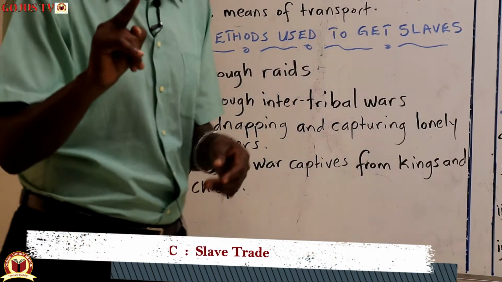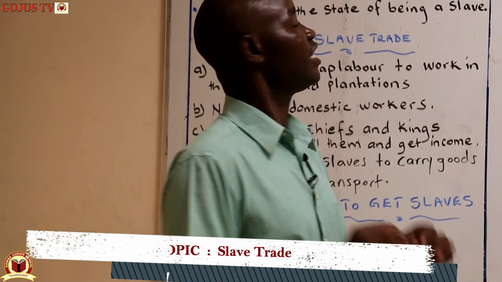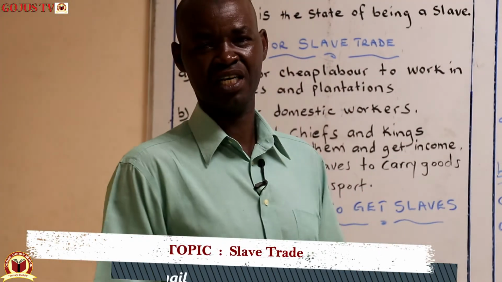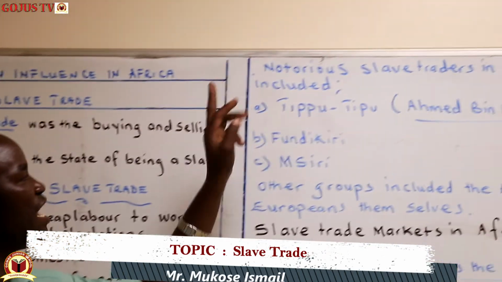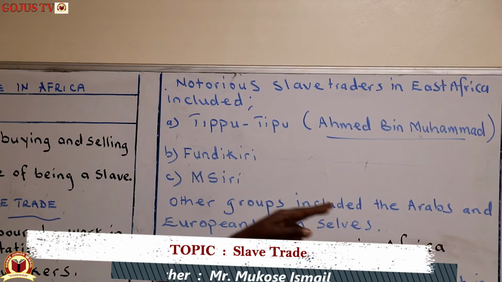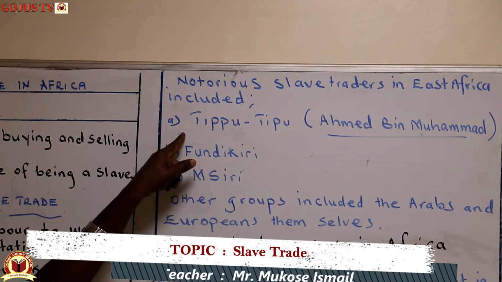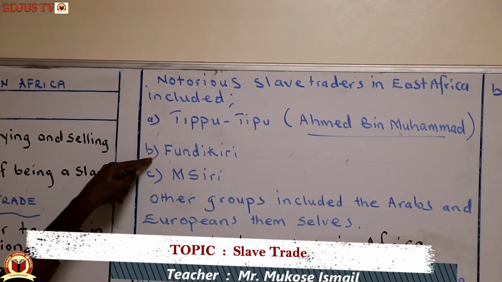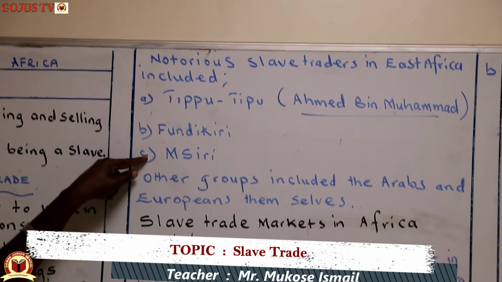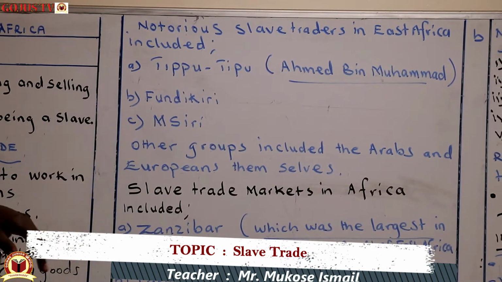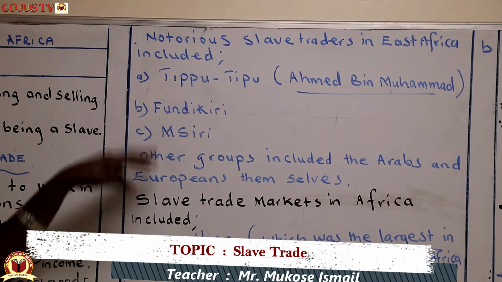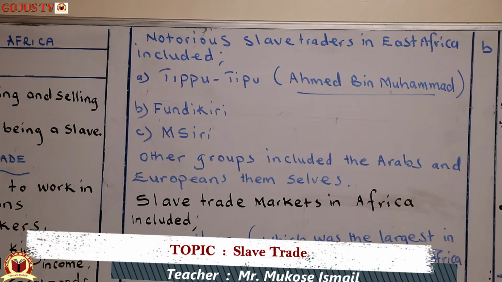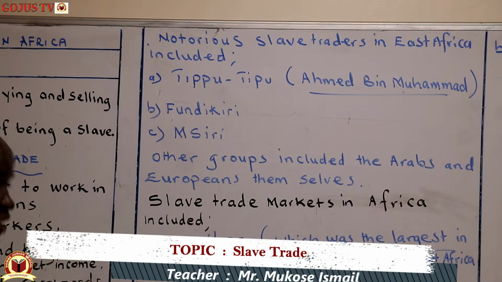Now in East Africa, remember in P6, there were those notorious individuals or slave traders, and these among others included a man called Ahmed bin Muhammad, whose nickname was Tippu Tip. Then we had Fundi Kira. We had Msiri. That information, you have it in the P6 workbook. Other groups were trading with the foreigners who came, which included the Arabs themselves and the European traders.